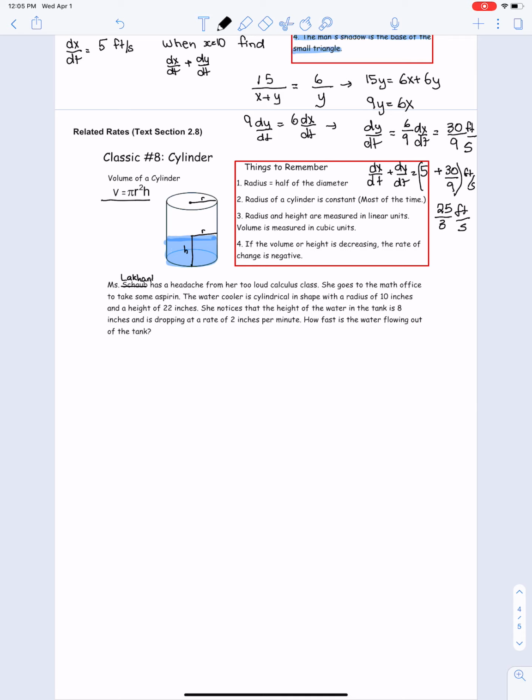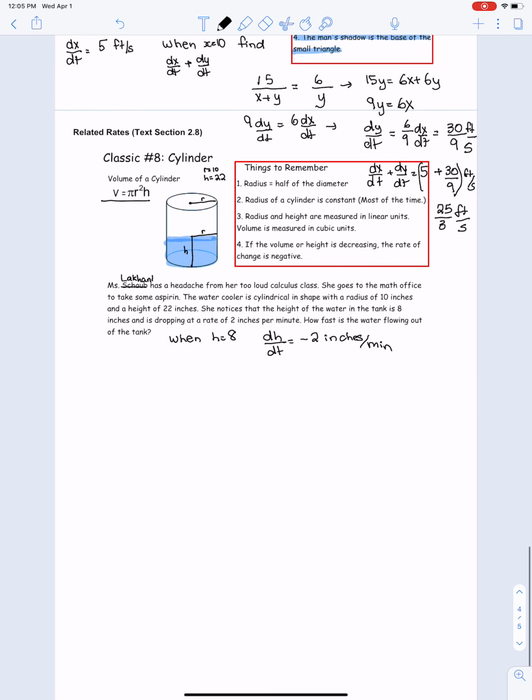The water cooler is cylindrical in shape, so we'll just use this diagram above with a radius of 10 inches. So my r is 10, and my height of the cylinder is 22. She noticed that the height of the water in the tank is 8 inches. So when h is 8, it was dropping at a rate of 2 inches per minute. So the height is decreasing at 2 inches per minute. Now I want to know how fast the water is flowing out of the tank. So we want to find dV/dt when that above stuff is true.